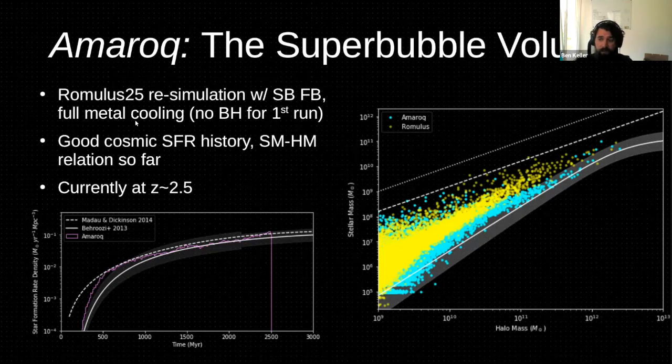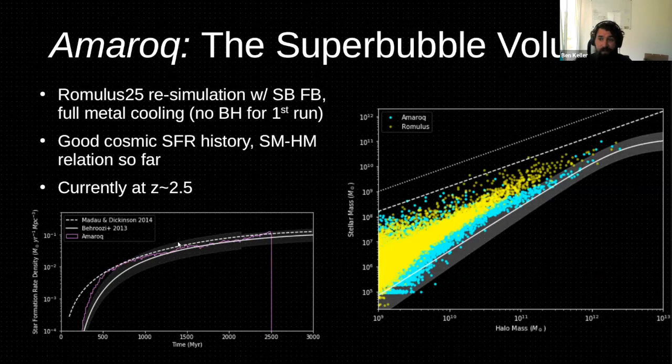So the original Romulus only had metal line cooling for low temperature gas. This includes all gas. You can see here for the stellar mass to halo mass relation at redshift 2, we're in a little bit better agreement with the observational constraints from abundance matching, and our star formation rate density is in excellent agreement with the cosmic star formation rate.